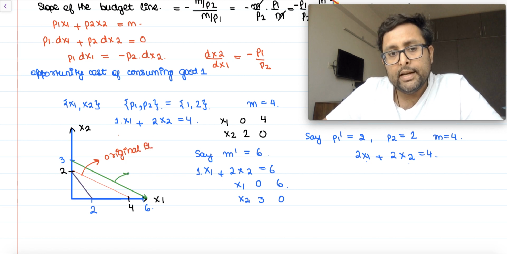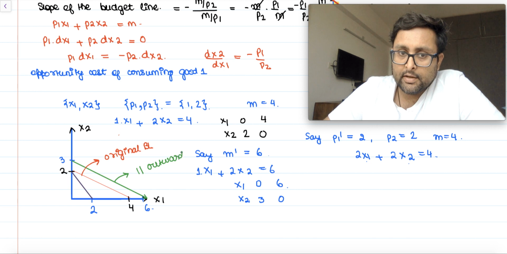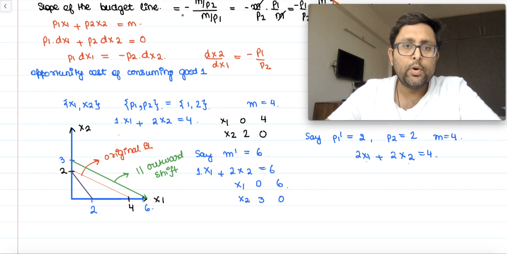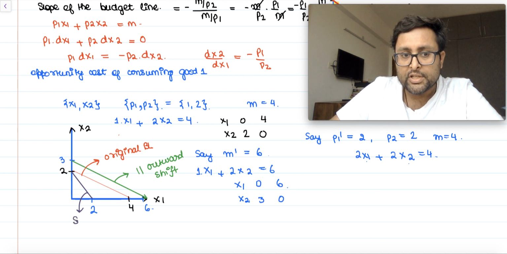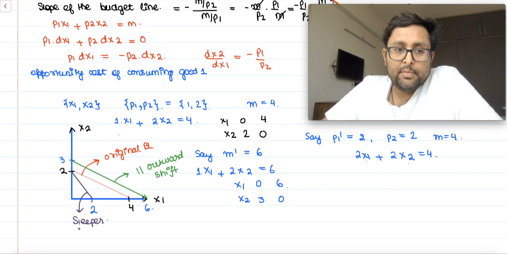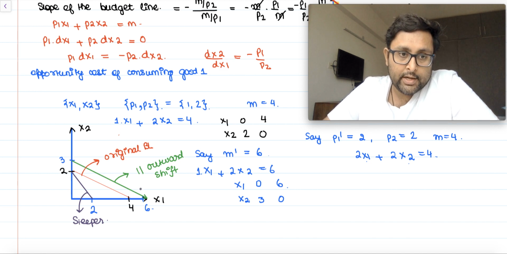This green budget line is when the income is increasing. So there is a parallel outward shift if there is an increase in income. If there is a decrease in income, there will be a parallel downward shift. What about this one? When the price of good one increases, the budget line becomes steeper as compared to the original budget line.